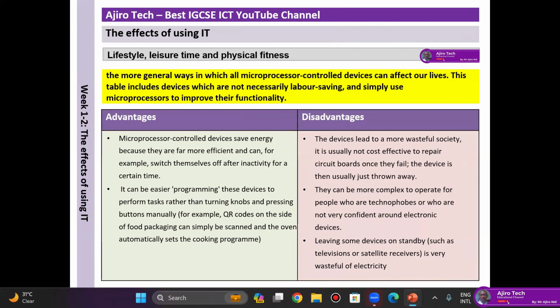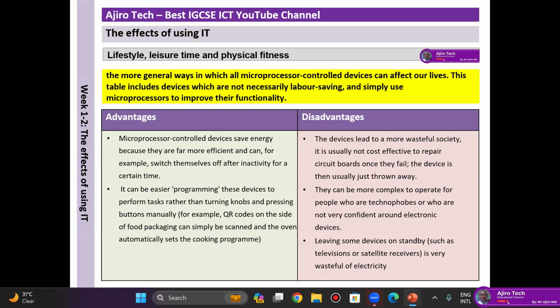So the first one I have here is it saves energy. Right there on the screen, it saves energy. And how does it save energy? Because it is far more efficient. These devices can just go off by themselves.